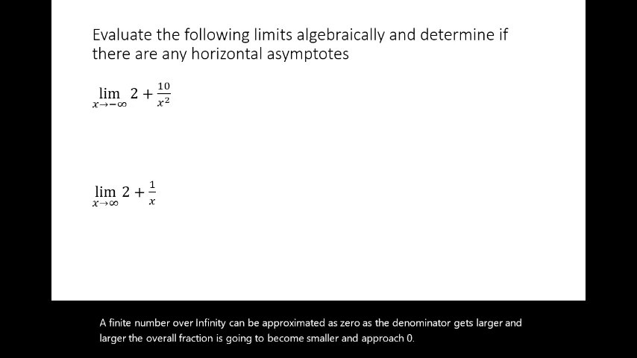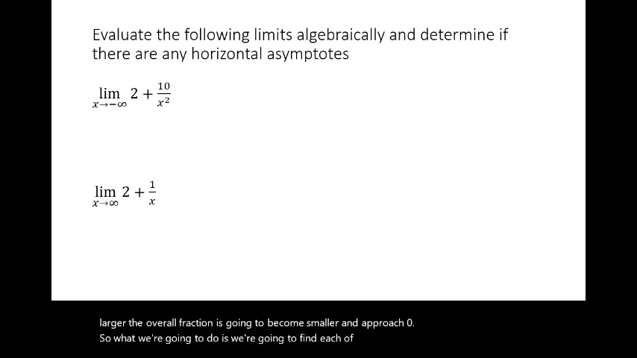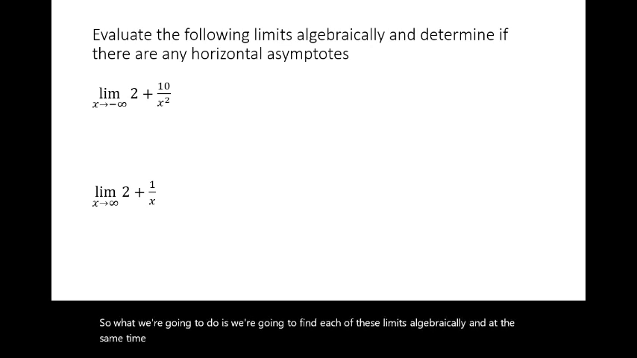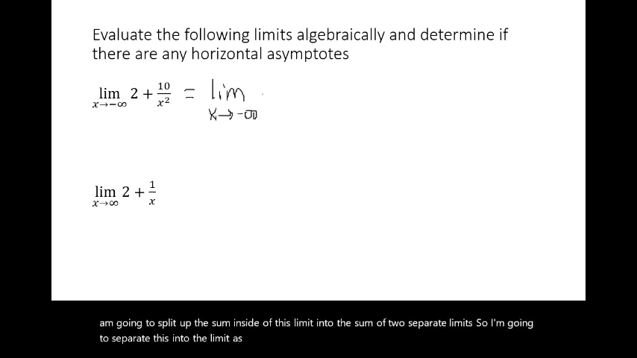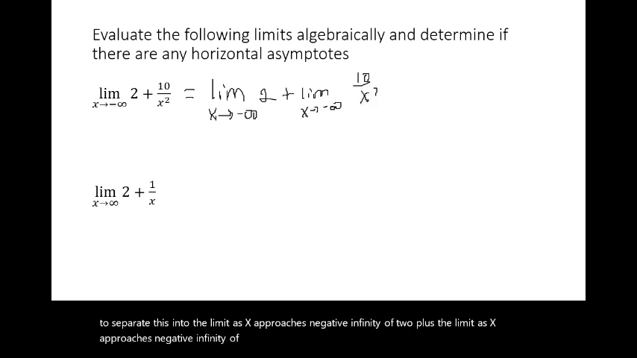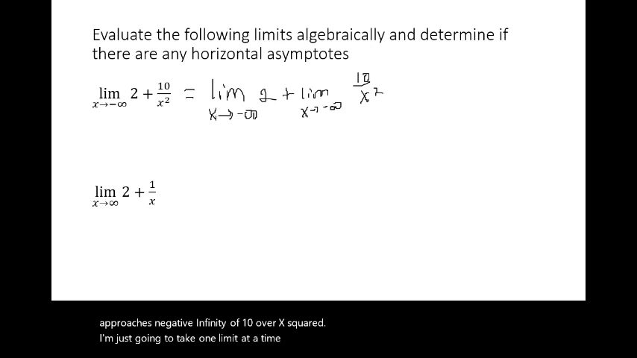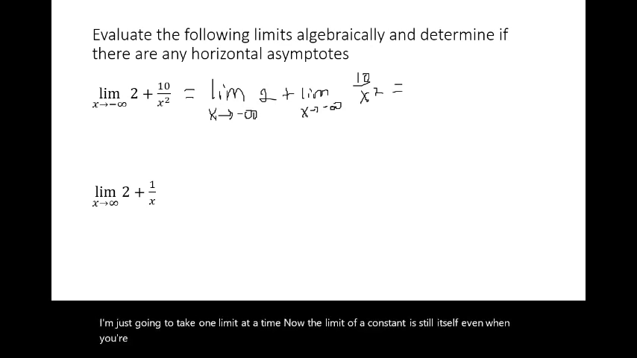So what we're going to do is find each of these limits algebraically, and at the same time, determine if there are any horizontal asymptotes. So for this first one, I am going to split up the sum inside of this limit into the sum of two separate limits. So I'm going to separate this into the limit as x approaches negative infinity of 2, plus the limit as x approaches negative infinity of 10 over x squared. And then I'm just going to take one limit at a time. Now, the limit of a constant is still itself, even when you're involving infinity. So this limit right here is still going to come out to 2.